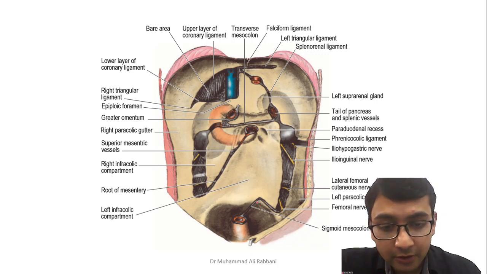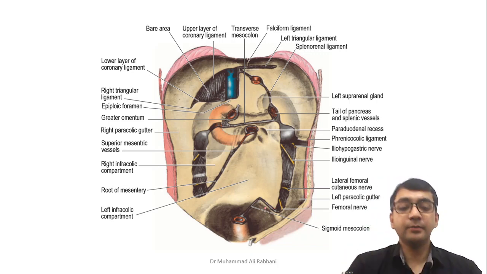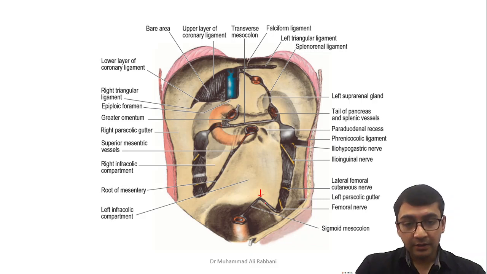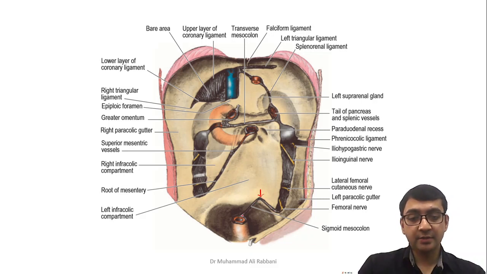The third mesentery we saw was this one, sigmoid mesocolon. It was an inverted V shape. This point is at the bifurcation of the common iliac vessel. This limb follows the pelvic brim. This limb goes towards the midline, towards the start of the rectum, almost at the level of S3. See, it goes to the S3.